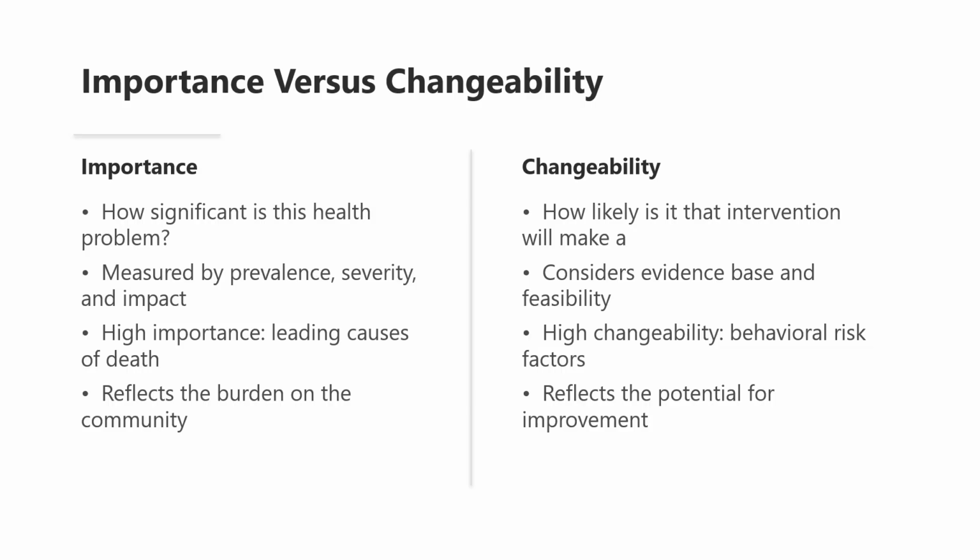Problems that are high in importance but low in changeability are significant but difficult to address. Genetic disorders may fall into this category. Problems that are low in importance but high in changeability might be quick wins but will not have a major impact on community health. And problems that are low on both dimensions are the lowest priorities.